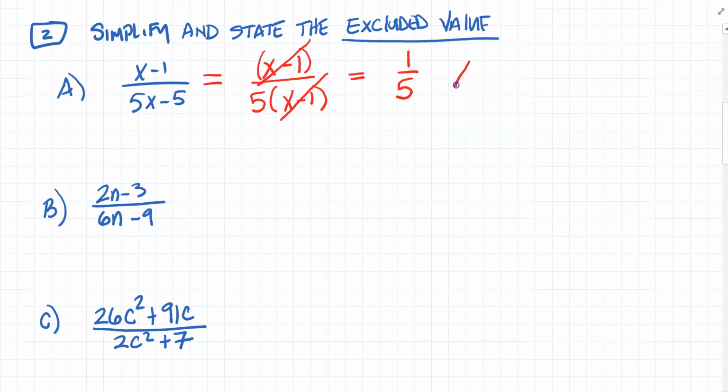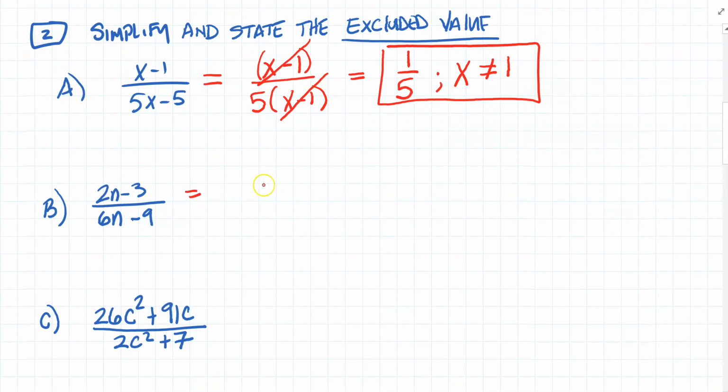But the excluded term is, we can only say this provided that we say that x is not equal to the number 1. Because remember, if x was equal to 1 and I plug this back in, I would get a 0 in the denominator, and that would not be allowed. So we would simplify this to 1/5, and we would say the excluded value is x can't be 1.